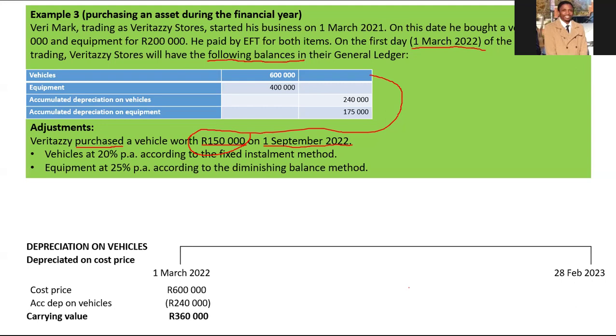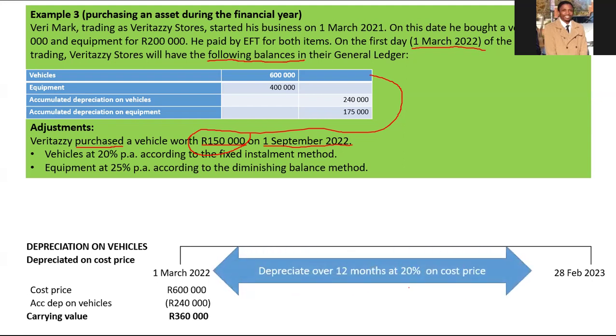I'm doing this so that I can start depreciating this asset. Because these vehicles, we already had them at the beginning of the year, and none of them were sold, it means we had them for the entire year. So we will depreciate them for the entire year.